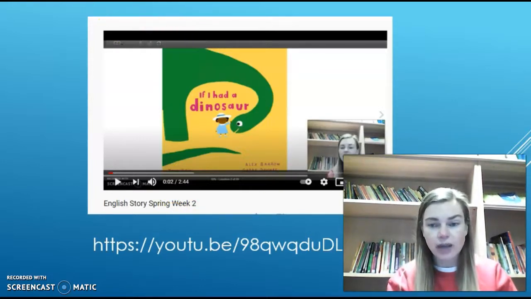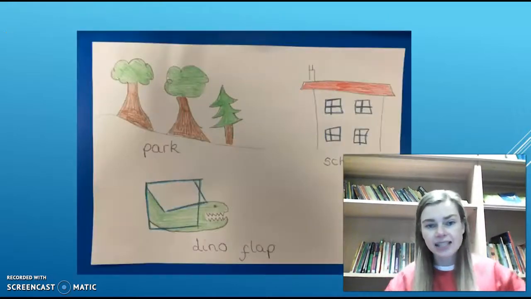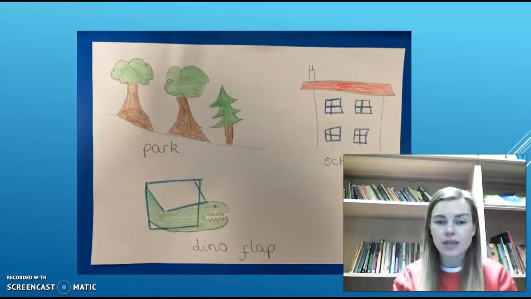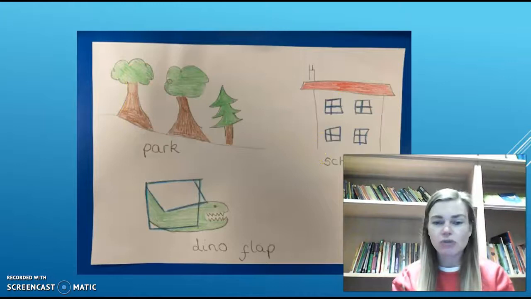And just to give you a little idea, here is my piece of work. So I had listened to the story and I remembered that she would like to take a dinosaur to the park, to school, and she'd like to make a dino flat for it. So I've drawn those 3 pictures and labelled each of mine.